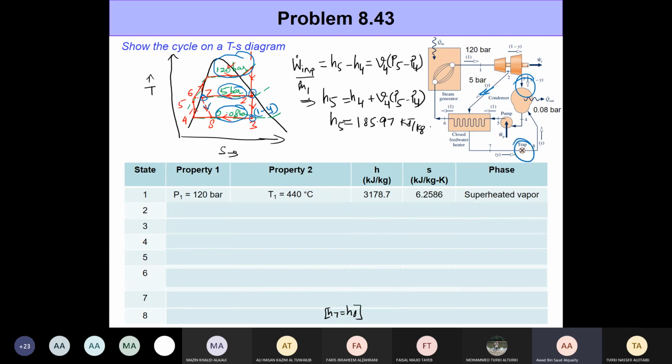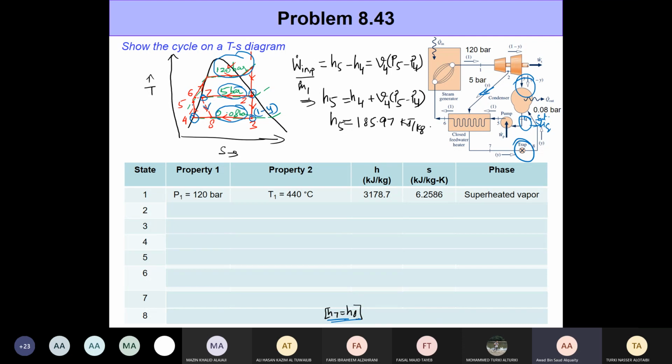In a trap, it undergoes expansion, going down from 5 bar to 0.08 bar while maintaining the enthalpy, right? So H7 remains equal to H8, and at state 8, it's somewhere here, it's a mixture. They both combine, and what we get at state 4 is saturated liquid. State 4 is saturated liquid as always, at the condenser pressure.